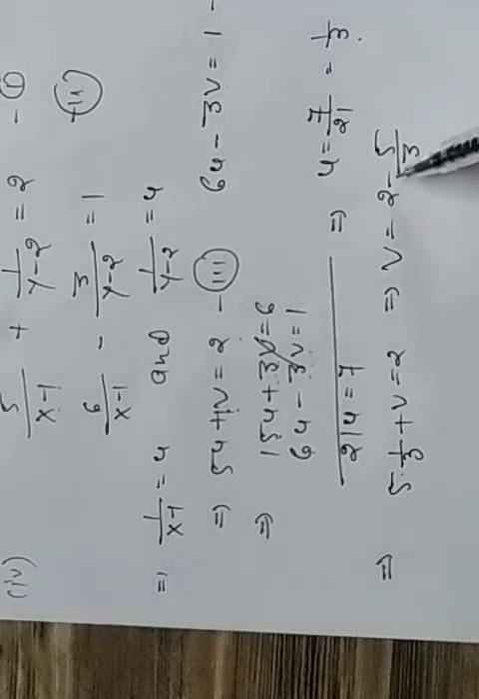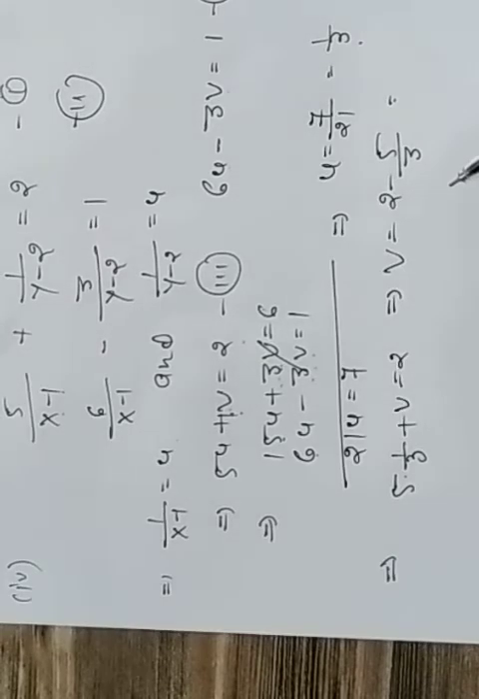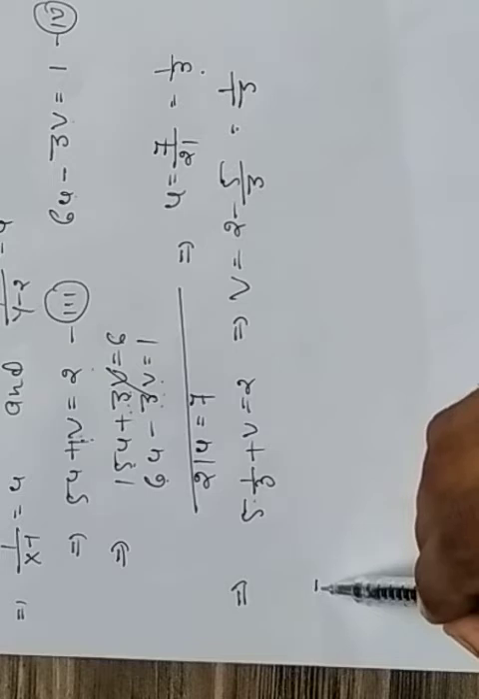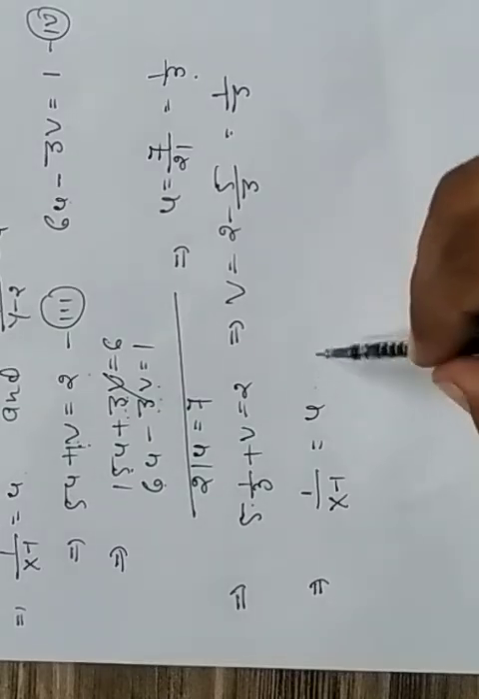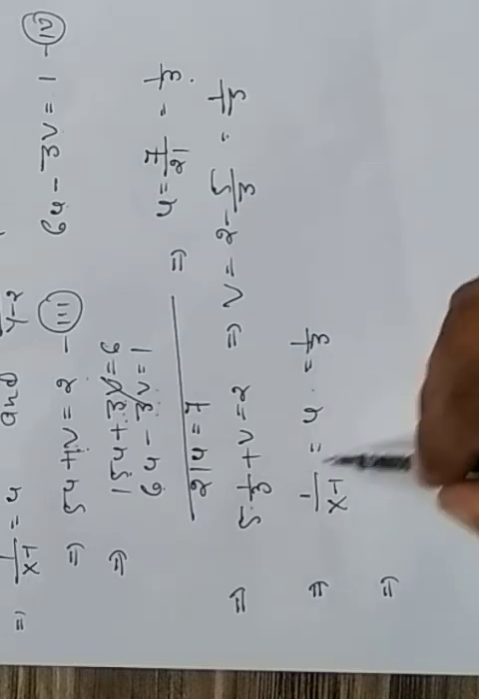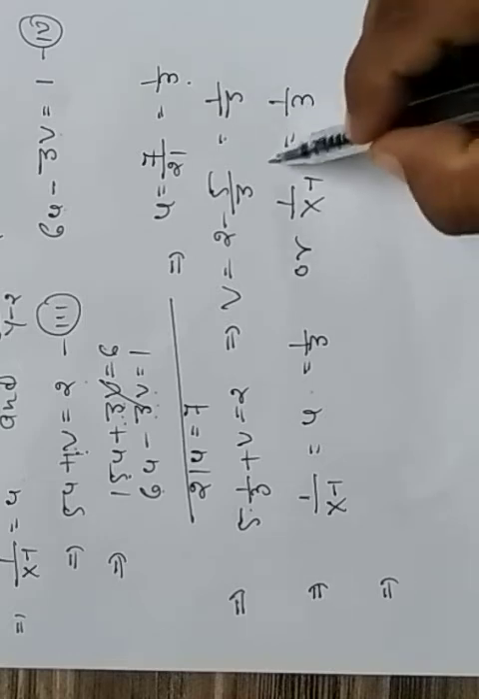Now 3 twos are 6, 6 minus 5, so the value of v is coming 1 by 3. So students, now we know the value of u and v, and see how we can find the value of x and y. We know 1 upon x minus 1 is equal to u, and the value of u is 1 by 3. So we can write 1 by x minus 1 is equal to 1 by 3.